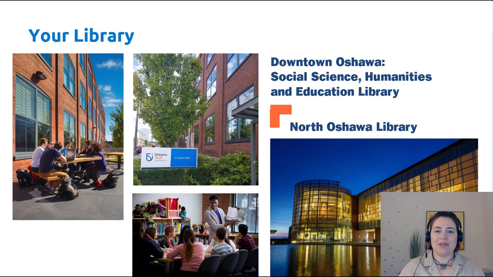The Ontario Tech Library has a couple different locations. You are probably going to be accessing most library materials online, but I wanted to tell you a bit about our different library locations. The North Oshawa Library is our largest library, located at 2000 Simcoe Street North. The Social Science, Humanities, and Education Library is located in downtown Oshawa at 61 Charles Street. Library hours for both locations are posted on our website. The library downtown is where you will find most of the print material related to your studies. You can usually find me at this library as well.